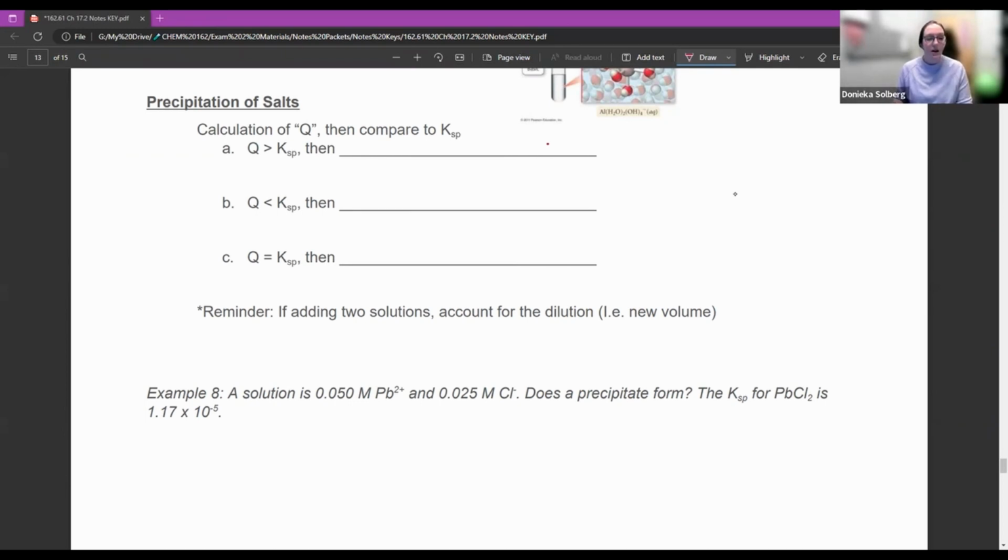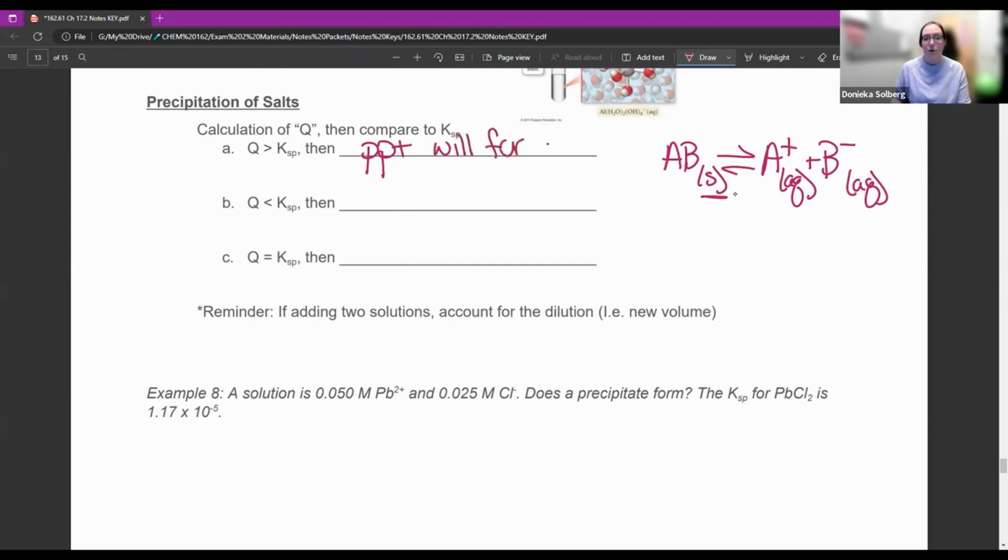So what we're going to do is calculate Q. If Q is greater than K, that means it's got too many products. That means it's going to go back to the left. And if we're talking about a precipitation reaction, if it's AB makes A plus and B minus, this was our solid, and these are our aqueous. Okay, if Q is too big, that means that I have too many products. So it's going to go to the left, which means it's going to make a solid. So if Q is greater than K, then a precipitate, which I will abbreviate as PPT, will form.